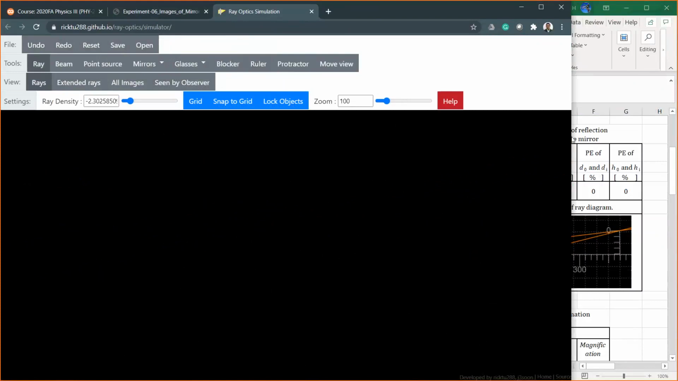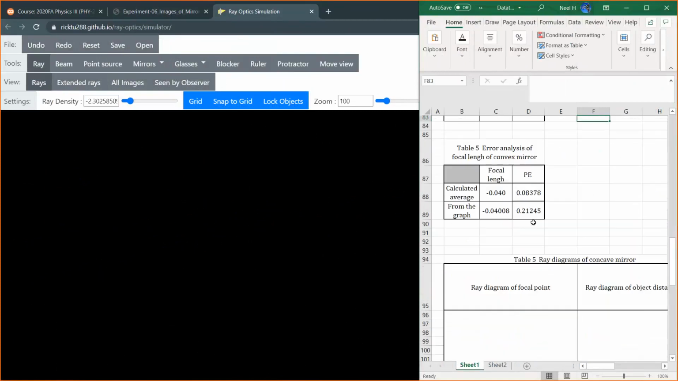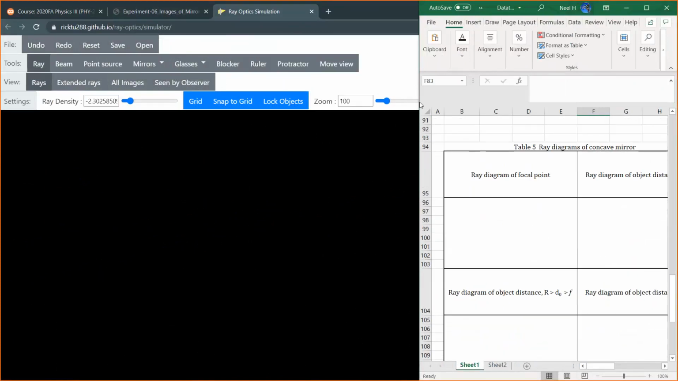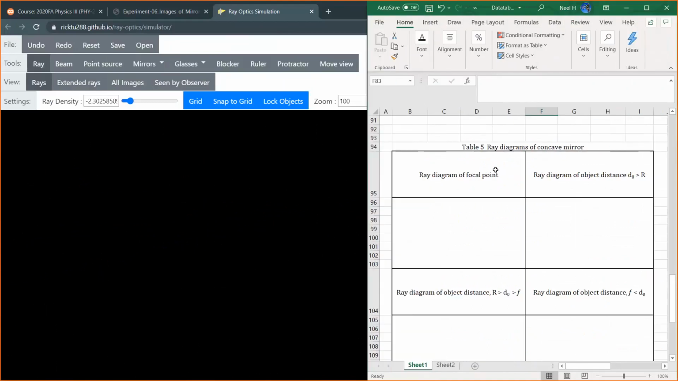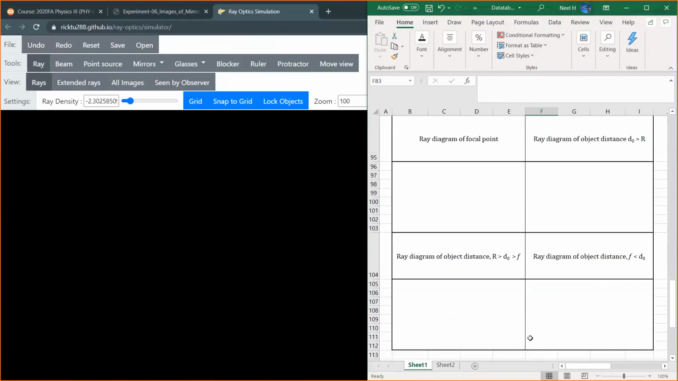Okay, now we are on table number 5, right? On table number 5, what it's asking is to create those ray diagrams yourself. Okay, ray diagram for the concave mirror. So first you have to identify the focal length by creating the ray diagram. Then you have to put the object a little bit above R, in between R and the focal point, and then below the focal point, and identify the ray diagram. By now you know what kind of ray diagram we are expecting. So let's take a look.